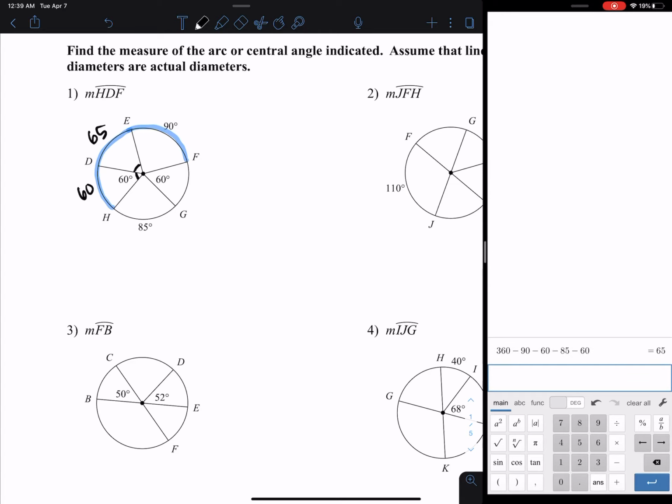So that gives us 65. But it's asking for the total arc, so we're going to do 60 plus 65 plus 90. So this arc is 215 degrees.